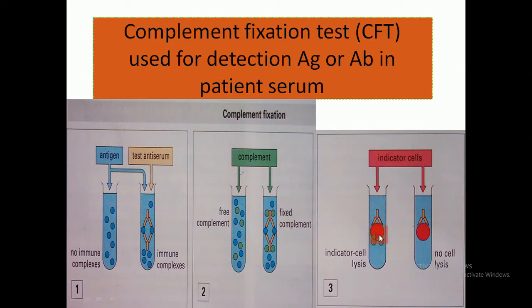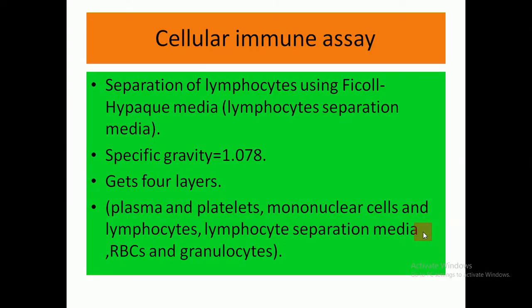RBC indicate that the patient is negative and had no infection. And when there is no rupture of the RBC, it indicates that the patient is infected and developed antibodies against the antigens. Now we reach the end of the humoral immune response. Now we have a new subject, which is cellular immunoassay.